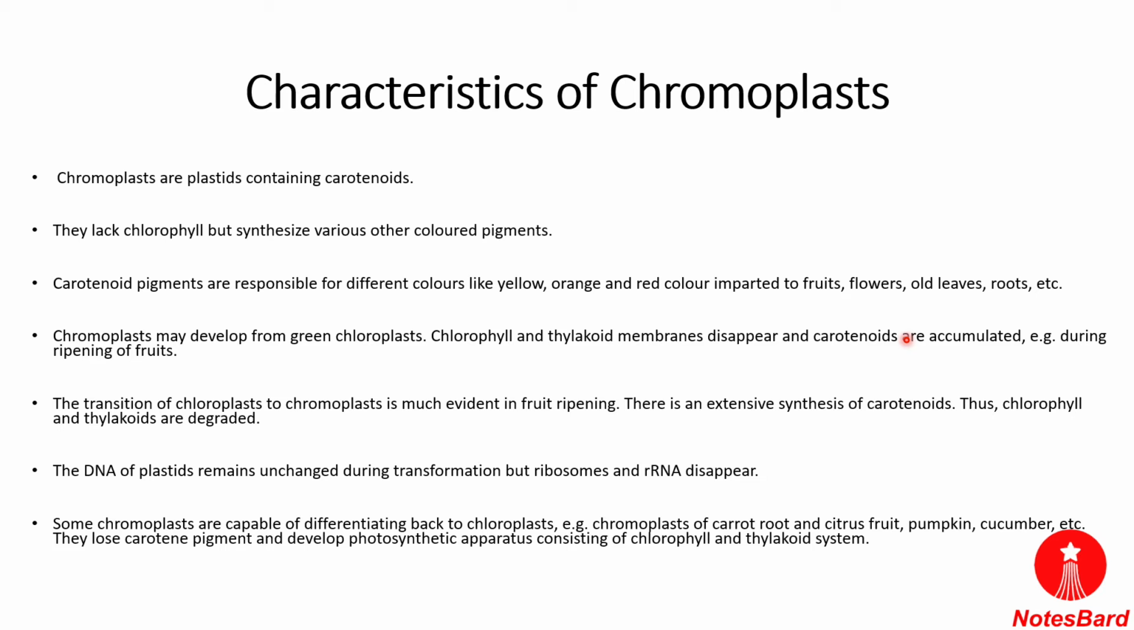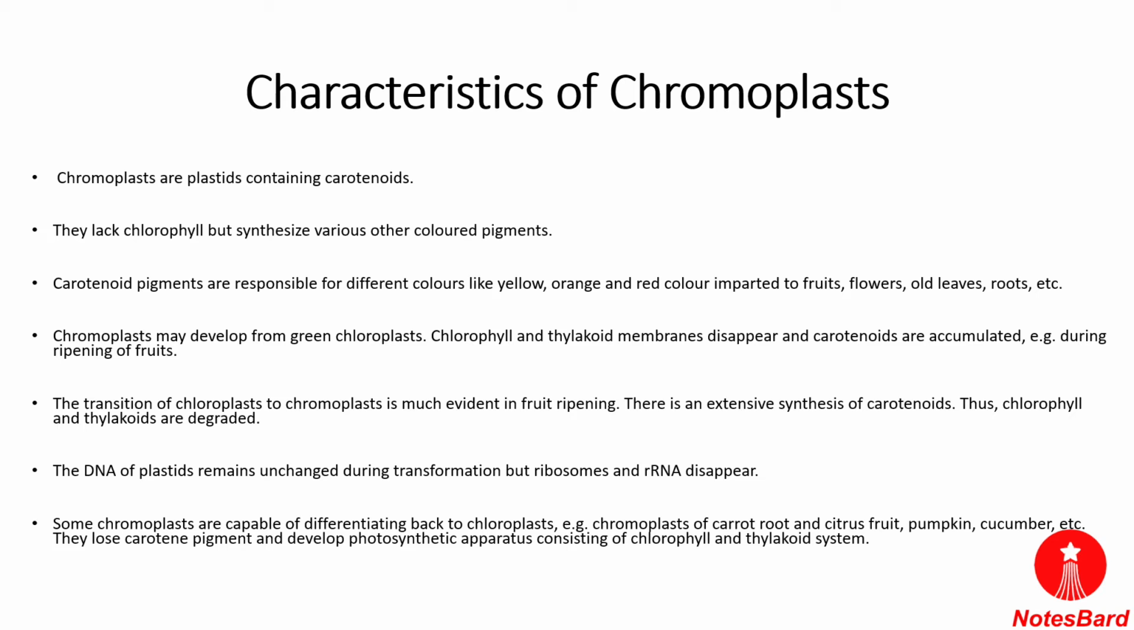It is evident in fruit ripening, where there is an extensive synthesis of carotenoids. Chlorophyll and thylakoids are degraded. So this is an example in which both of these degradations are seen. The chlorophyll and the thylakoids are being degraded. This is what is seen in the ripening of the fruits.